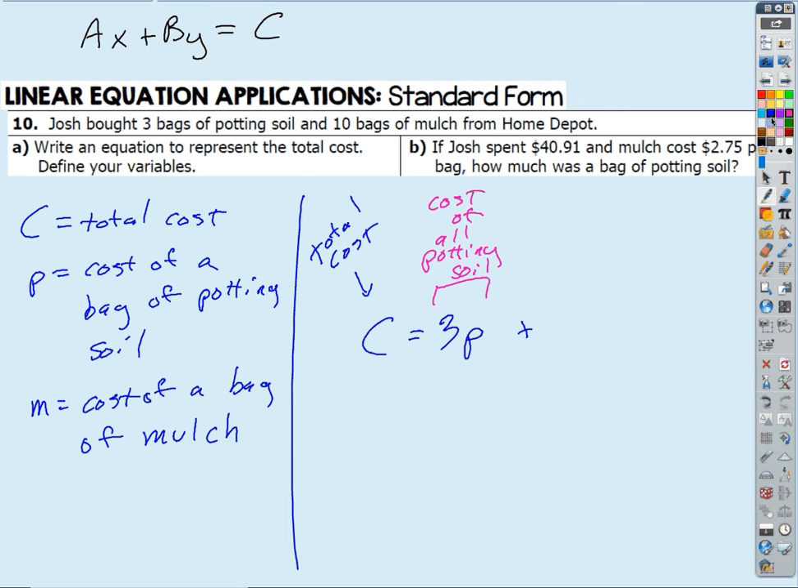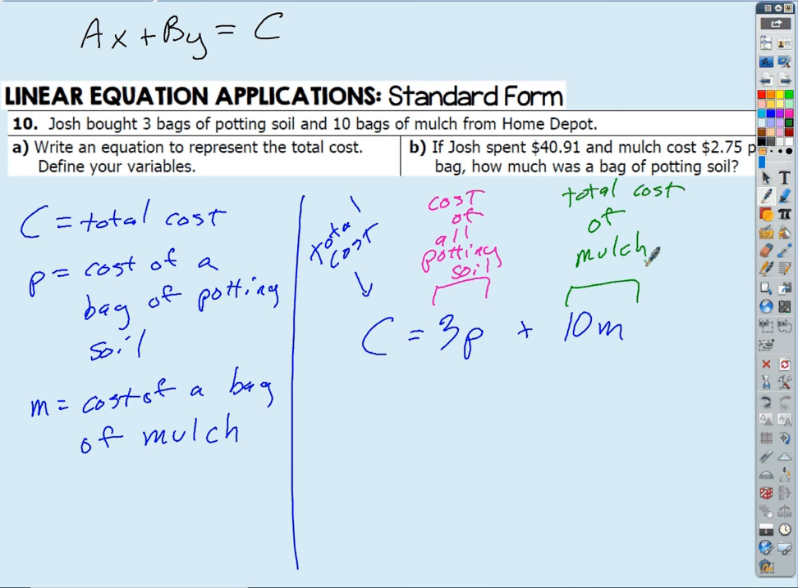What's the last part of this equation going to be? 10M, and what's that going to be? Hey, Lonnie, what's that going to be? Cost of the mulch, right? Because we have 10 bags and each bag costs M dollars. So all of that is the total cost of the mulch, right? That make sense? That makes sense to me.